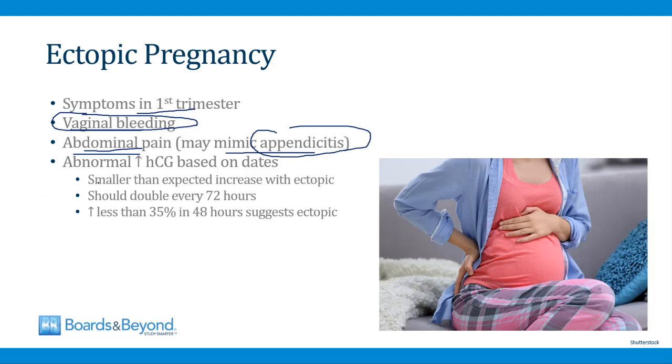Besides bleeding and abdominal pain, women who have ectopic pregnancies have an abnormal rise in the plasma HCG level based on the dates for pregnancy. HCG rises more slowly than what is expected in women who have ectopic pregnancies. Normally, in an intrauterine pregnancy, the HCG level doubles every 72 hours. In women who have ectopic pregnancies, the rise is slower, and anytime the rise is less than 35% in 48 hours, this suggests the diagnosis is ectopic pregnancy.